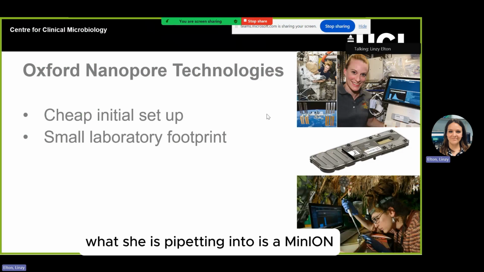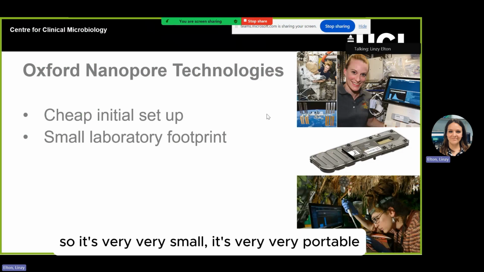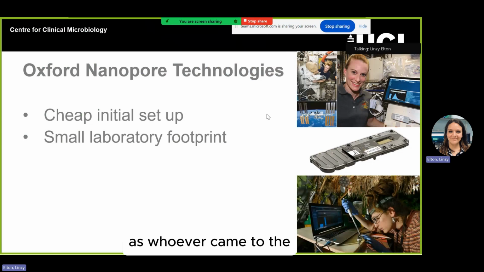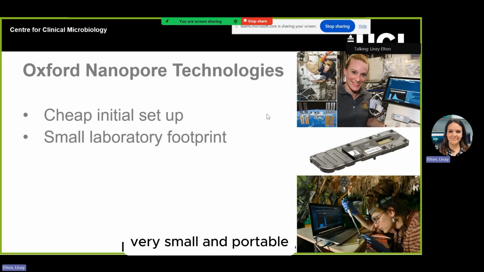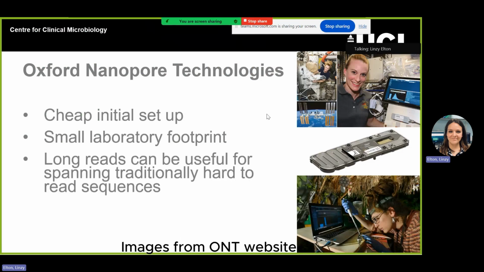What she is pipetting into is a MinION, so it's very small and very portable, as whoever came to the training session that we ran in 2022 will know, as I brought them all in my suitcase. So they're very small and portable and easy to set up within a lab.